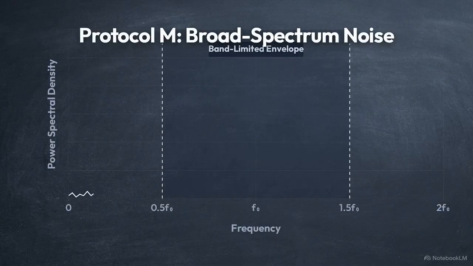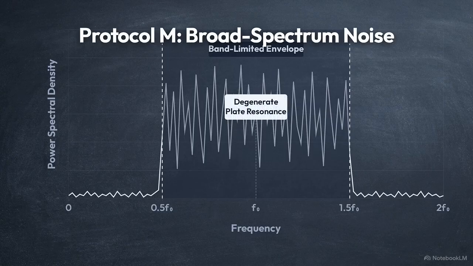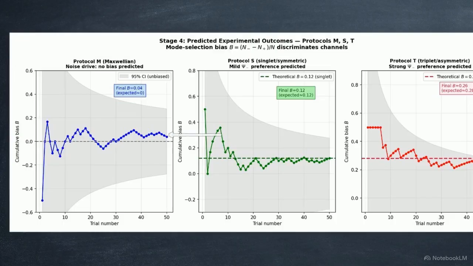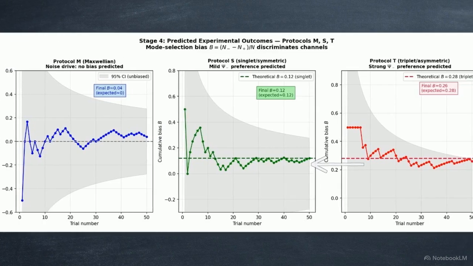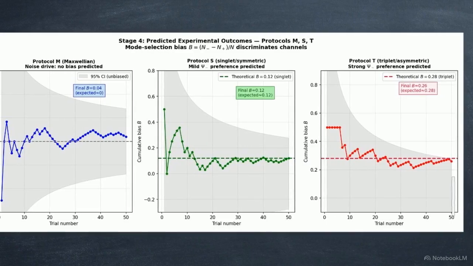We apply broad-spectrum, band-limited noise to degenerate plate resonance. Our predictions. Protocol M expects zero selection bias, with data hovering at 0. Protocol S applies symmetric modulation, predicting positive bias toward the four-fold singlet pattern. Protocol T applies asymmetric modulation, predicting severe bias toward the two-fold triplet pattern, confirming active spinor channel activation.